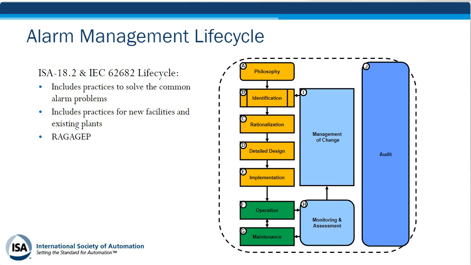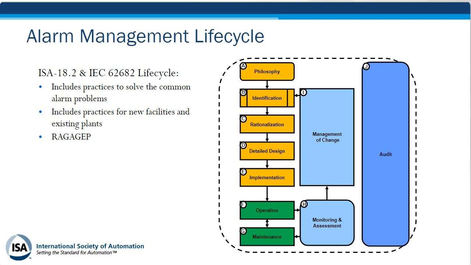The next stage is detailed design. That's where we actually do the detailed design of the alarms that have filtered through the rationalization stage. There are occasions where, during the design, you have to step back and look at identification and rationalization again, as there might be some issues with the detailed design. And then we move to implementation, where you're implementing alarm management, training your operators, those types of things, and then we put it into operation.